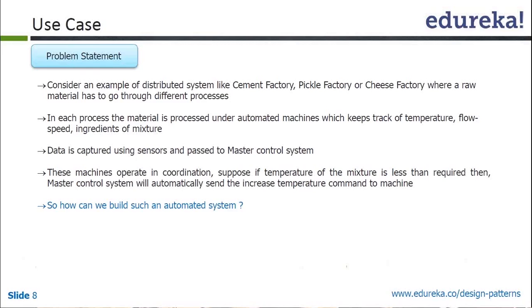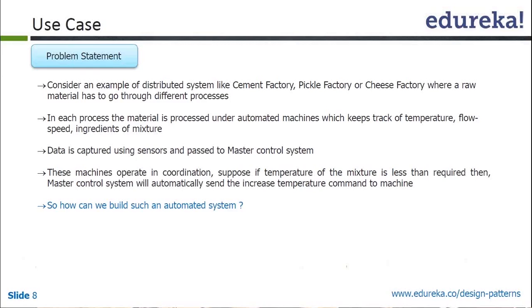And the data is captured using sensors, various sensors employed in this automated system, and these sensors are going to send their input to the master control system. The master control system will look at those sensor values and operate on the data, decide what action to take, and then the action is relayed to something called actuators, which may change the temperature or may change the mixture proportion.